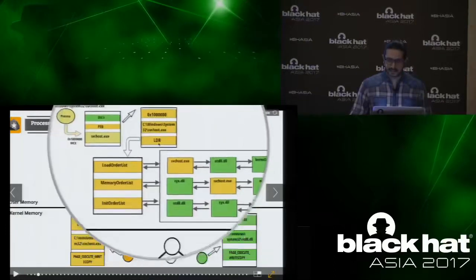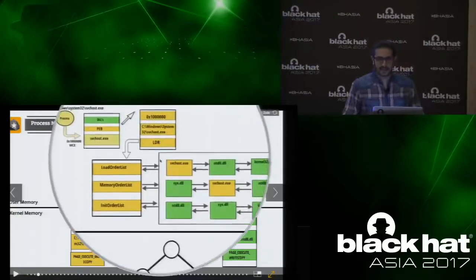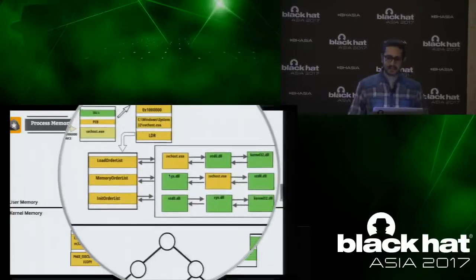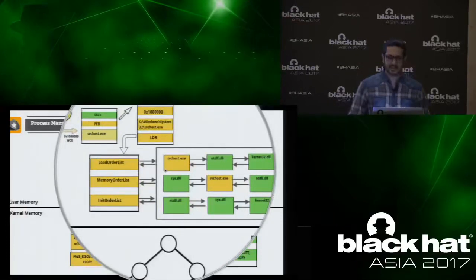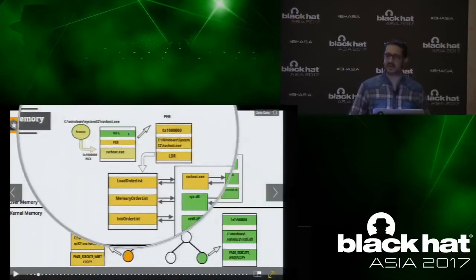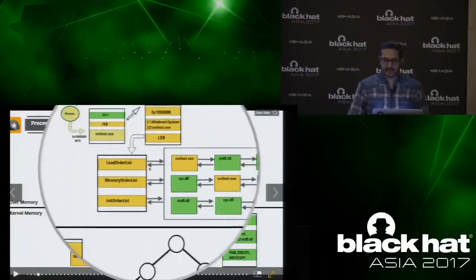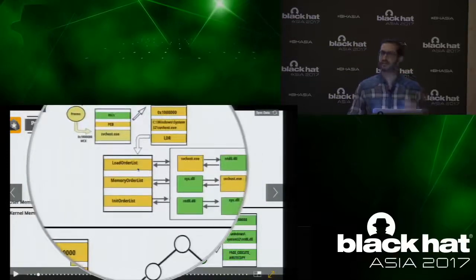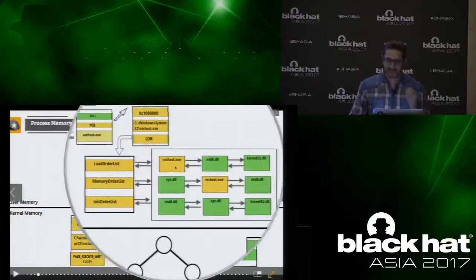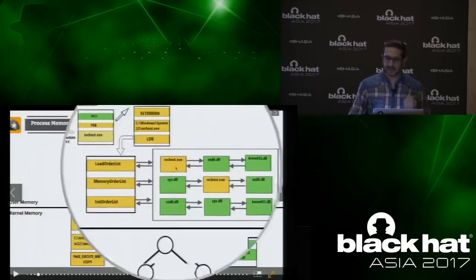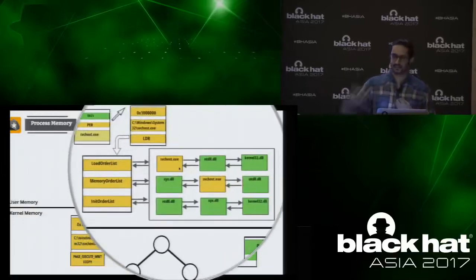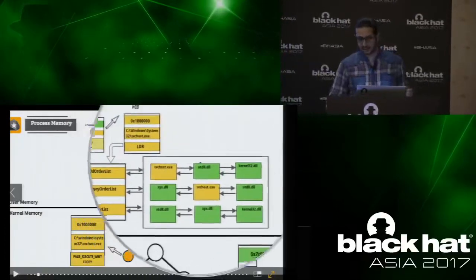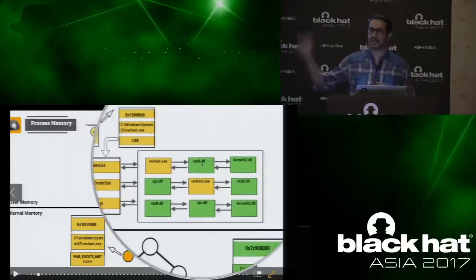Apart from that, the PEB structure also contains three doubly linked lists. These three doubly linked lists contain information about all the loaded modules. When I say modules, I mean the executable and the DLLs. The first one keeps track of the loaded modules in the order in which they are loaded. That's why it's called the load order module list. So if svchost.exe is loaded first, this data structure would contain information related to svchost.exe, and then you can walk this doubly linked list to get the information related to the next module, and so on.